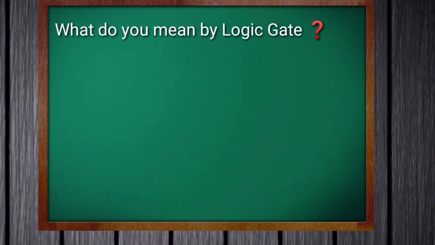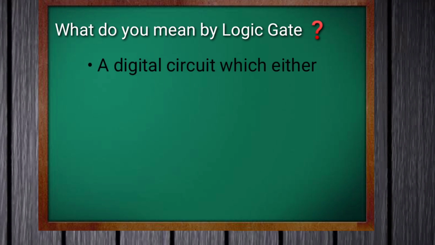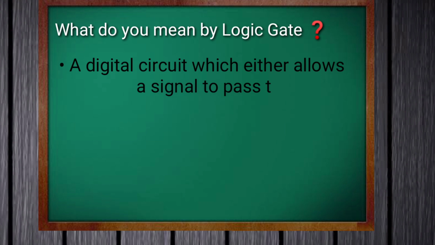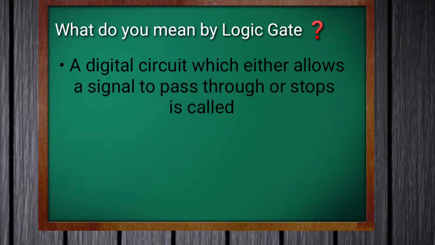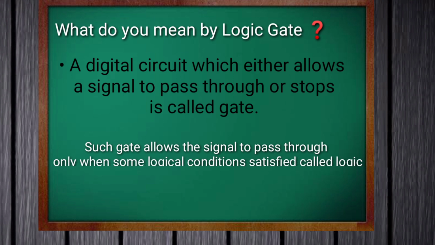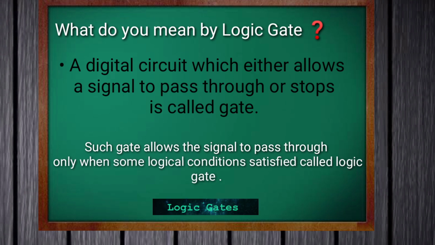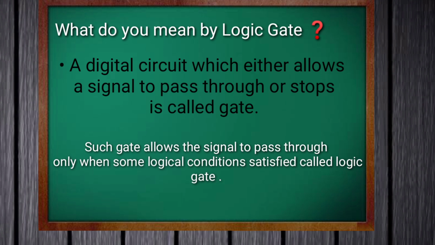Logic gate is not even a device. It is a circuit which works according to logic. So what do you mean by logic gate? A digital circuit which either allows the signals to pass through or stops them is called a gate. Such a gate allows the signals to pass through only when some logical conditions are satisfied, and is called a logic gate.